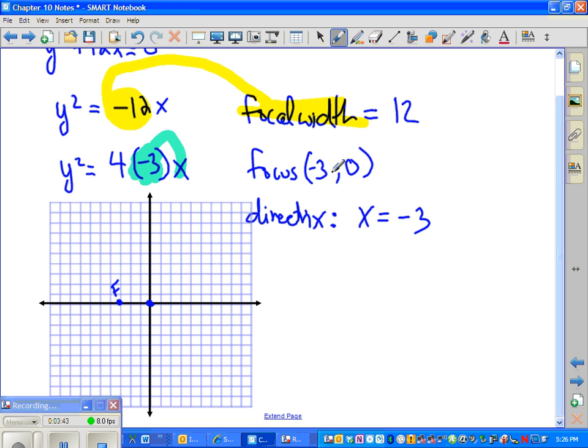And my directrix, since, I'm sorry, I messed up over here. Since the focus is negative 3, the directrix is the opposite, so that's a positive 3. Make sure that you make note of that. Mr. Sally messed up over here, so your directrix is a positive 3. So x equals positive 3 is the line.